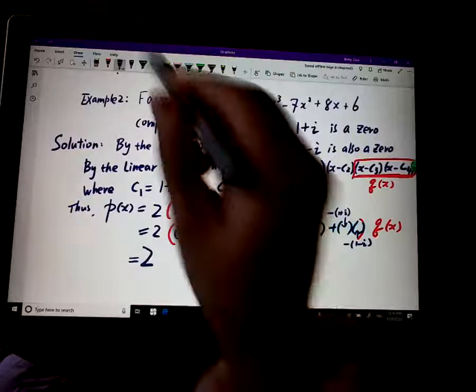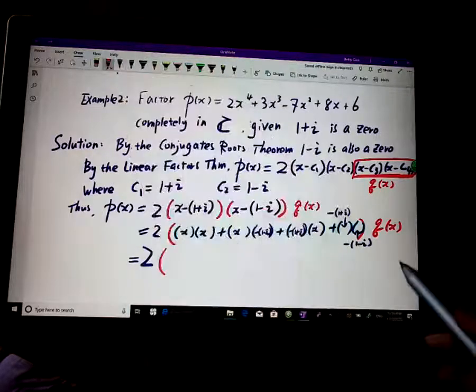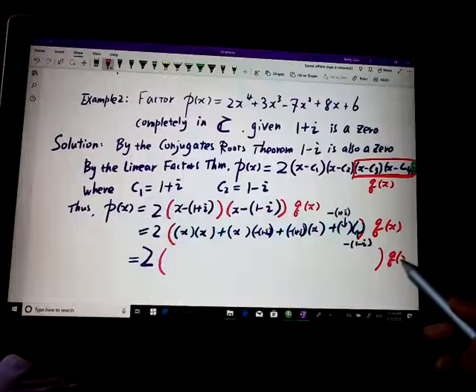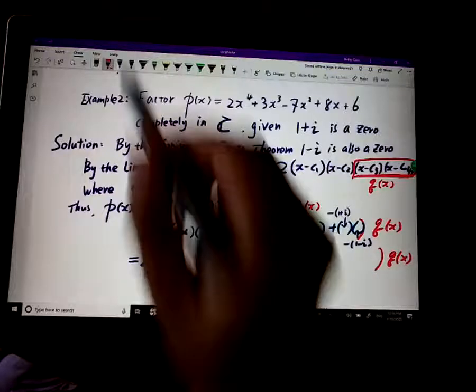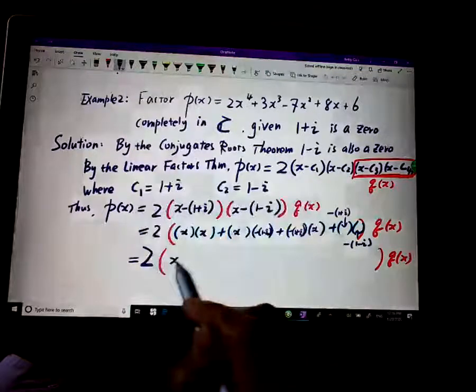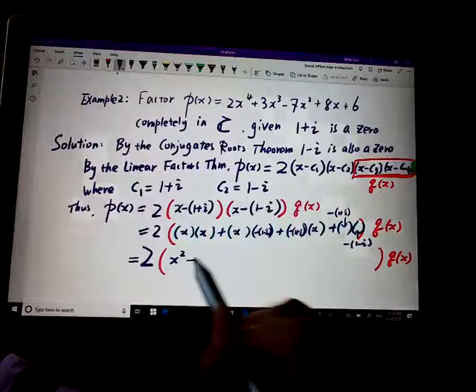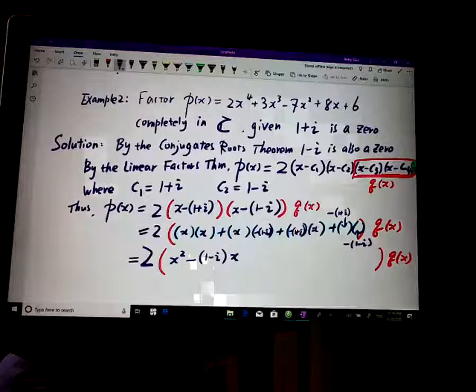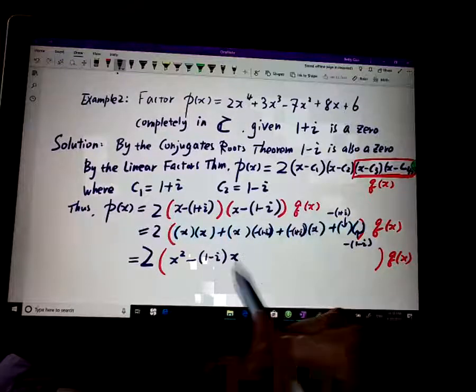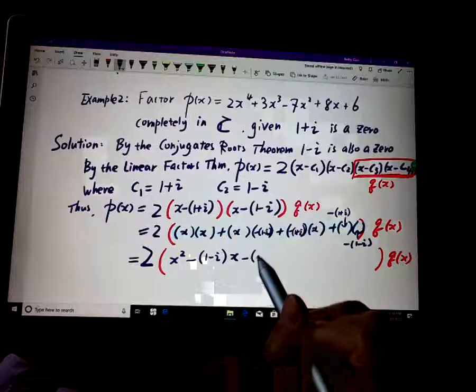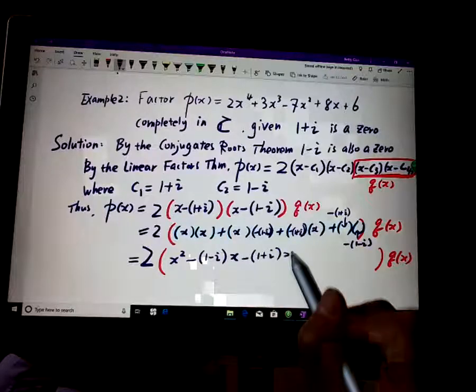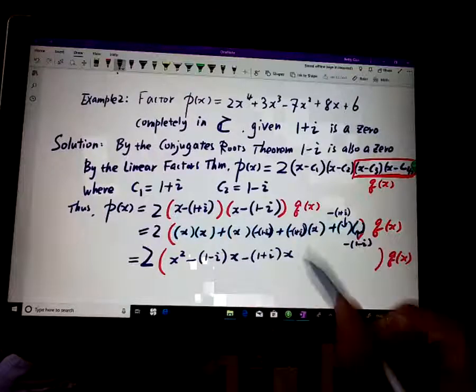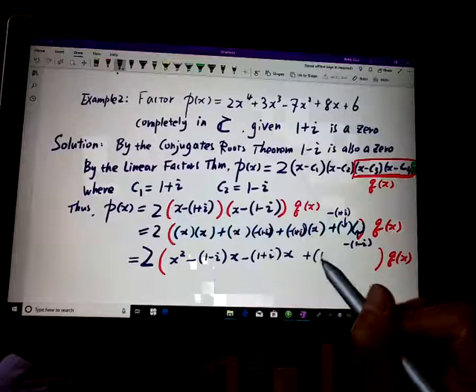So 2 here, a bigger parenthesis in red, and the Q of x right here. So x times x is x squared. Then here, we have negative 1 minus i times x. Then we have negative 1 plus i times x. Negative times negative gives a positive, so we have positive 1 plus i times 1 minus i.